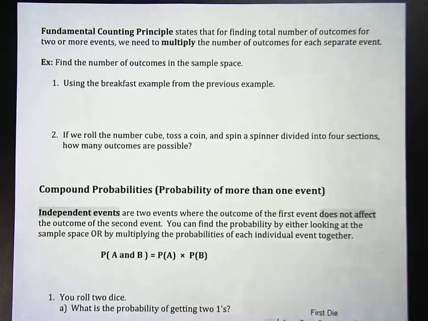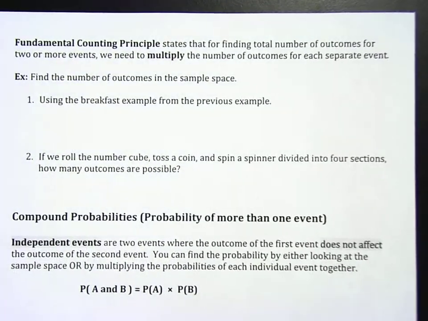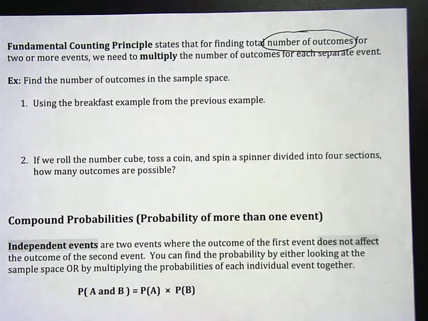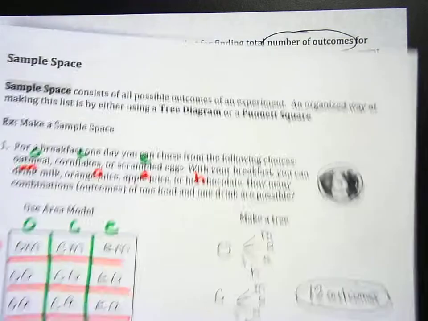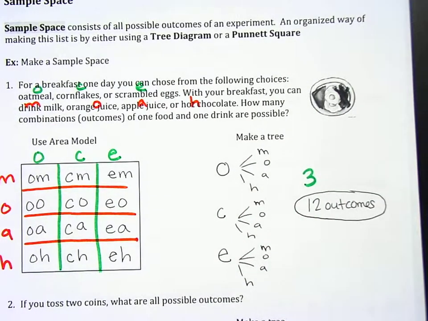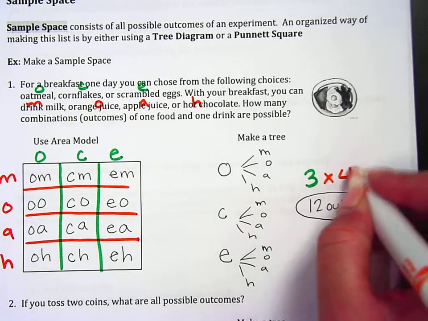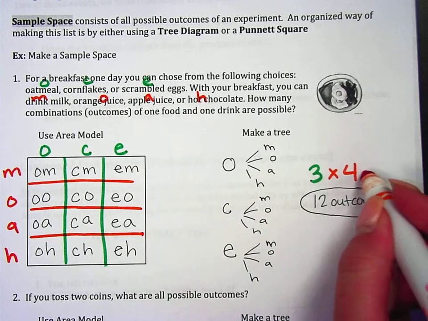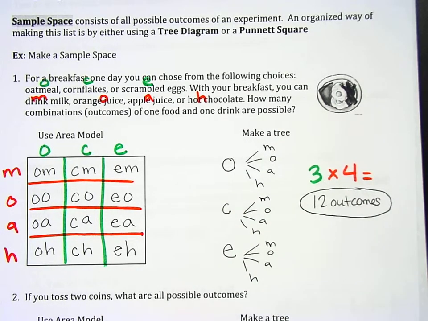All right, so our other option, instead of making a list, if it simply just wants the number of outcomes, I can do what's called the fundamental counting principle. So I multiply the number of outcomes for each separate event. Okay, so I'm going to go back to over here. I had 3 options for my first choice: oatmeal, cornflakes, scrambled eggs. And then I had 4 choices for drink: milk, orange juice, apple juice, hot chocolate. So 3 times 4, 12.